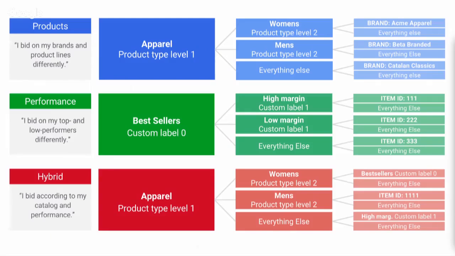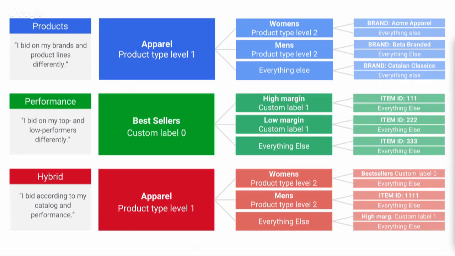Right. So here's an example of how this actually looks with a potential e-commerce site. The first approach is the product approach. This is the idea that you have one product type, in this case apparel, and you separate it into different product types. In this case, men's, women's, and everything else, which may include things like children's clothes. Within men's and women's, you also have things separated by brand. So perhaps Acme apparel sells particularly well, and you simply have things separated by brands and product lines. That is the way you're choosing to bid.